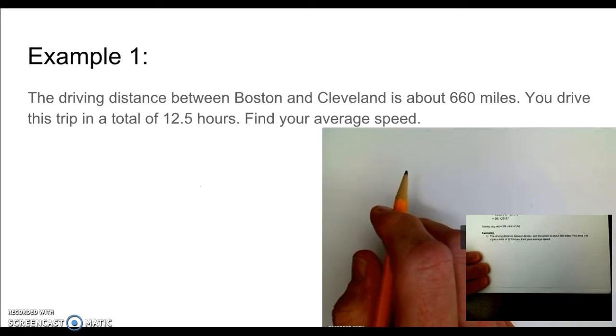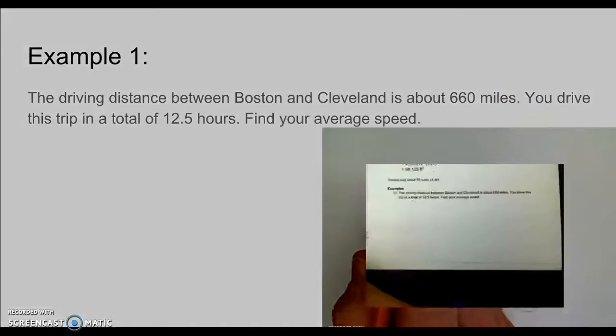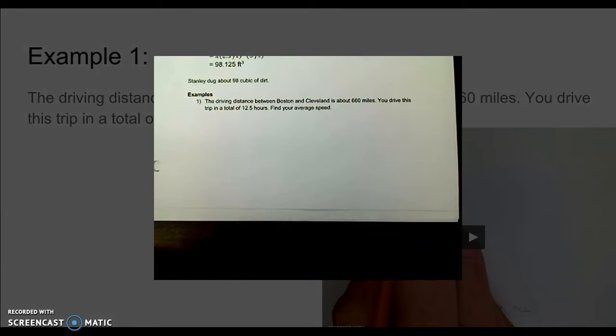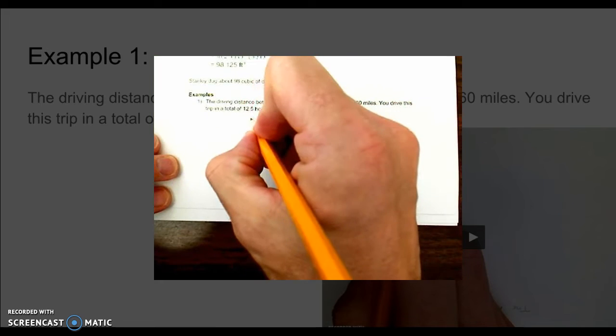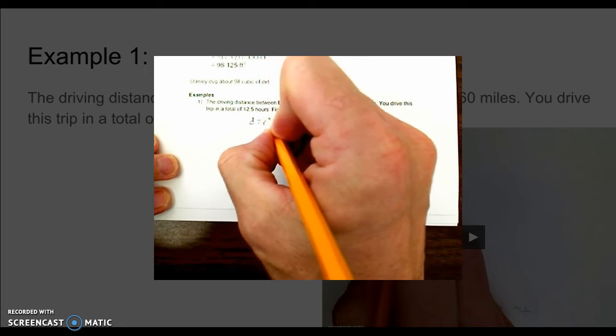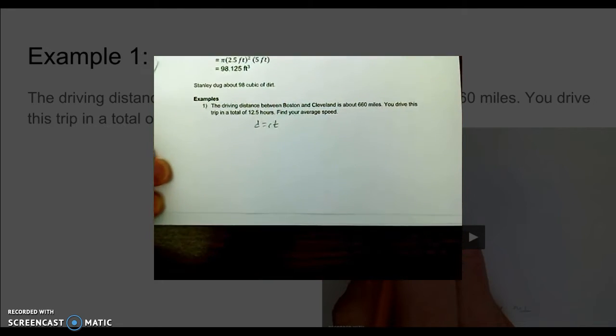Example number one: the driving distance between Boston and Cleveland is about 660 miles, and you make that trip in a total of 12 and a half hours. The question is to find your average speed. So we start to look at the information that we have. One of the things we ask ourselves is, is there a formula that relates distance and time and speed? And we remember from middle school that there is. We know the distance is equal to rate times time.